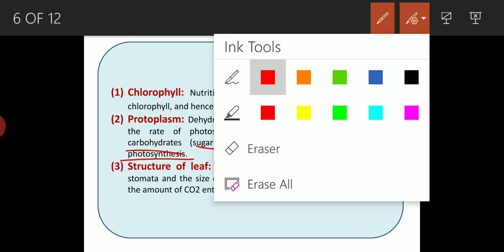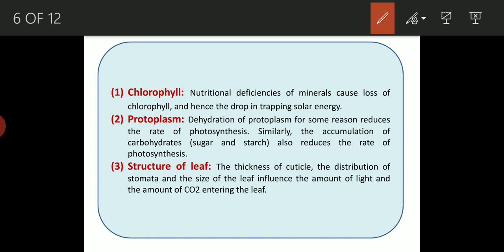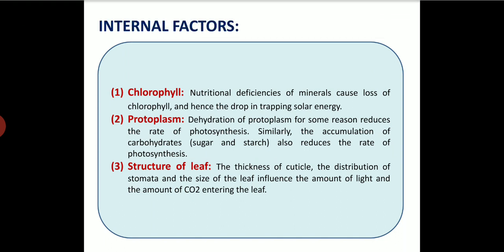And finally, the structure of leaf. The thickness of the cuticle, or the distribution of stomata in the leaves, or the size of the leaves, all these actually affect the rate of photosynthesis. It affects the amount of light that is trapped by the plants, or the amount of carbon dioxide that is entering the leaf. Okay, so in this way, these internal factors like chlorophyll, protoplasm, the structure of leaf, all these factors affect the rate of photosynthesis.